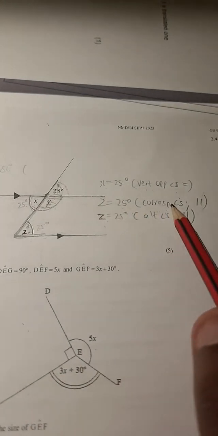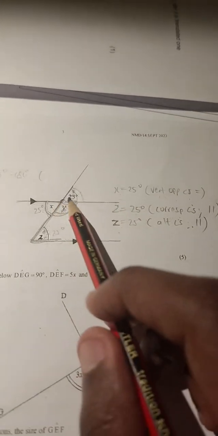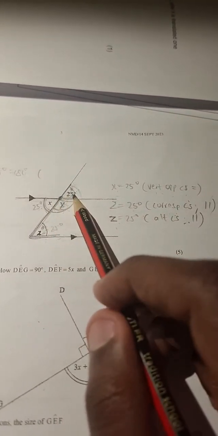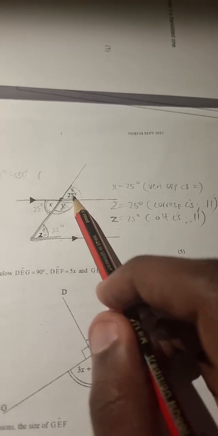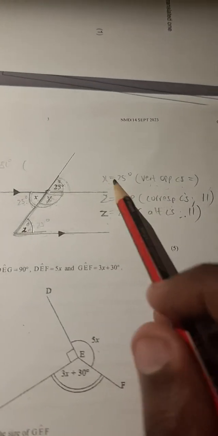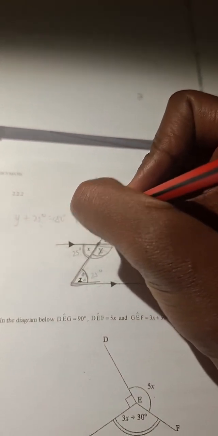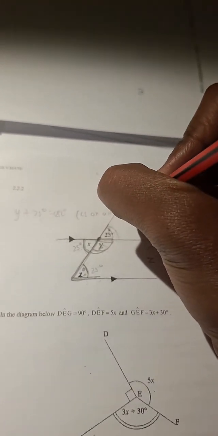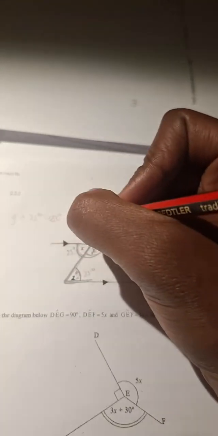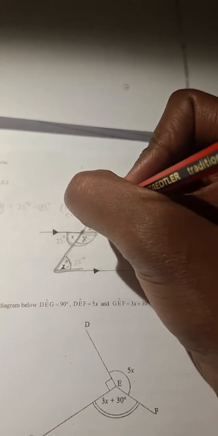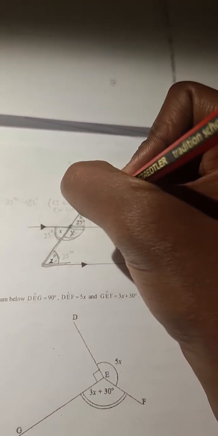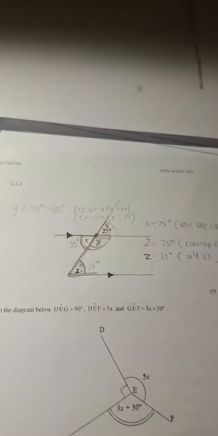We could have used corresponding angles after finding this, that it's vertically opposite, and then we find Z. So we have x, we have Z, then remember y. Y plus 25 is equal to 180. What's the reason? Angles on a straight line. Or if you don't want to use angles on a straight line, you could have used co-int angles. Then you state the lines that are parallel.